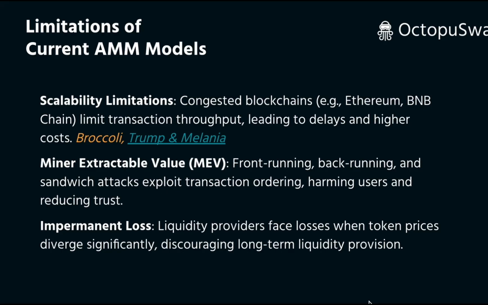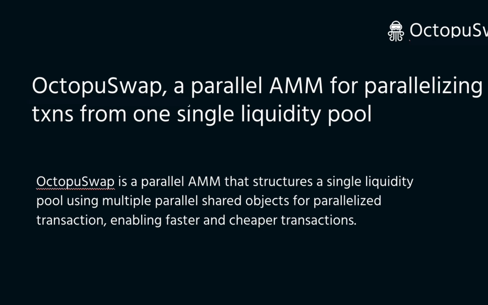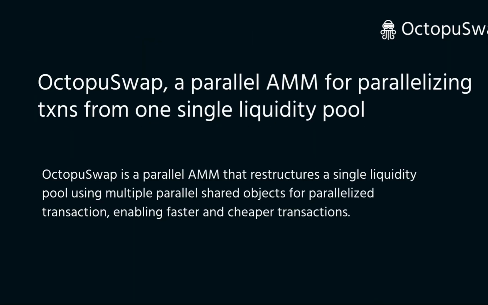You may ask, why OctopuSwap? Despite Sui's native support for parallel execution, we know that existing AMMs still process transactions sequentially, even from a single pool. That means performance bottlenecks persist. So we're introducing an AMM that structures a single liquidity pool using multiple parallel shared objects, allowing trades to be executed in parallel. This leads to faster and cheaper performance for everyone, and even more MEV resistance for small volume traders.